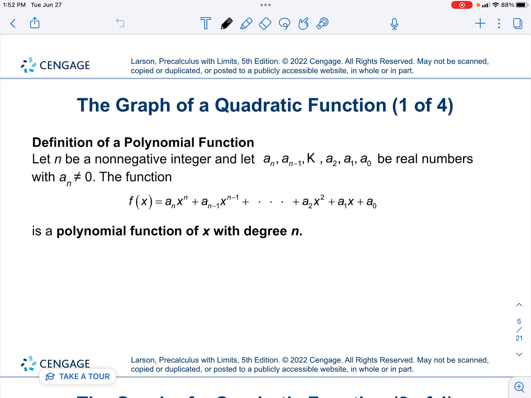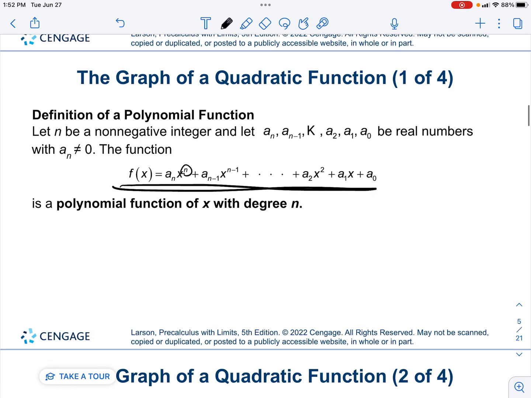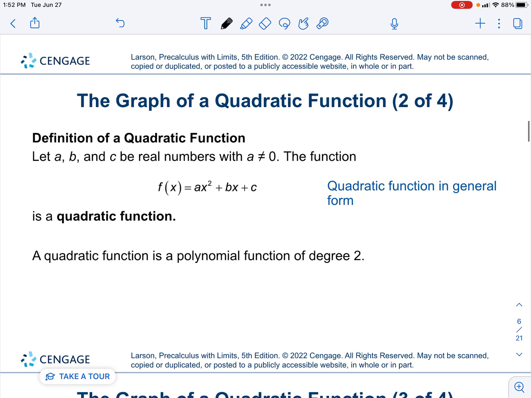When we are looking at polynomial functions in general, here's our general format. And this would be any n, your n is your exponent, your power. It could be any non-negative integer, so like 1 or 2 or 3 or 4. And in this section, we're specifically going to look at when the power is 2. If the power is 2, it is a quadratic function.